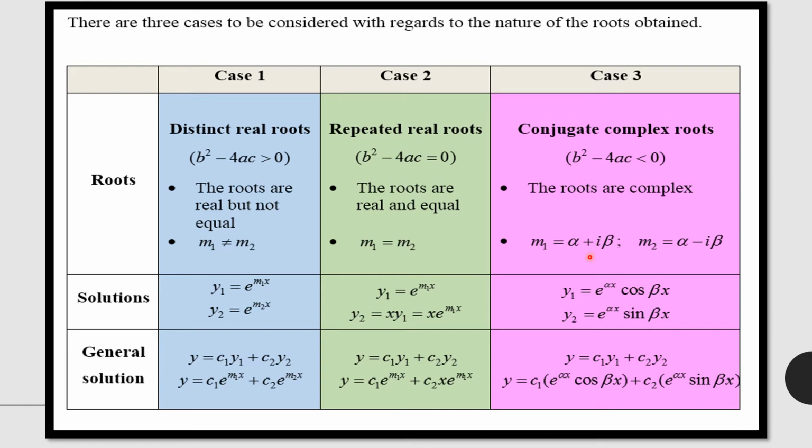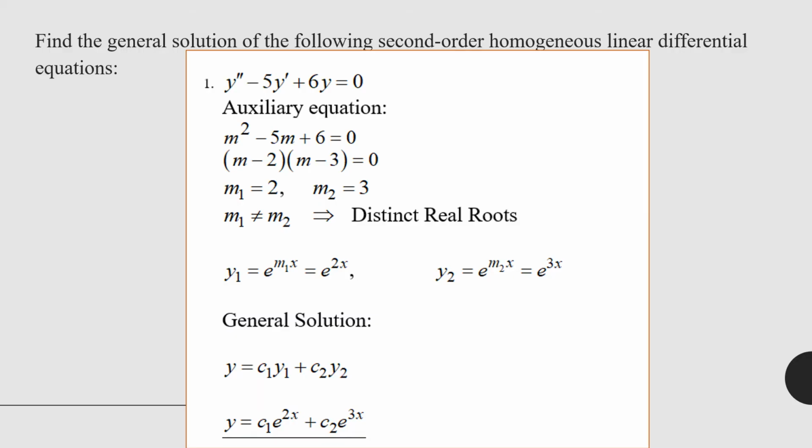So when we encounter problems where we have two roots which are complex conjugates, the solutions will be given as y1 equals e to the alpha x cos beta x, and y2 is e to the alpha x sin beta x. So this will be the general solution, y equal to c1 y1 plus c2 y2. Let us look at some examples.